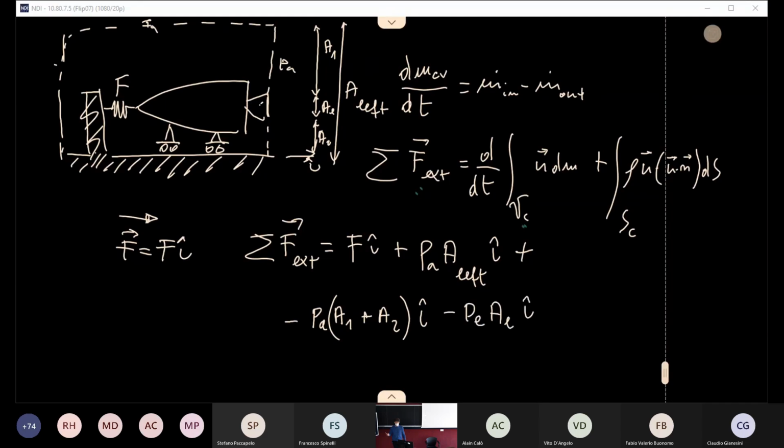Then I should add also the force on top and possibly on the bottom, but I will not consider this because they are not in the Y, in the I direction, plus other direction. This includes everything relevant to the thrust direction.